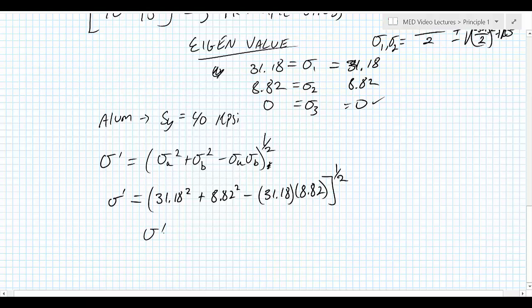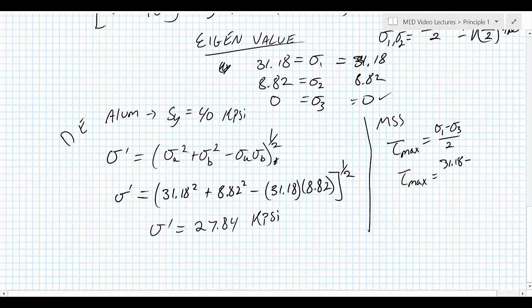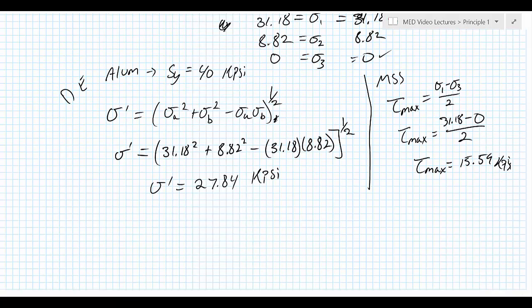So we come up with an equivalent average stress, another way to call von Mises stress, as 27.84 kpsi. So what if we wanted to do maximum shear stress theory? So this is distortion energy, and this is maximum shear stress theory. Well, maximum shear stress theory says tau max is the largest difference, so sigma 1 minus sigma 3 over 2. So we'd have 31.18 minus 0 over 2, or the maximum shear stress is 15.59 kpsi. All right. So shear stress 15.59, von Mises stress says 27.84.